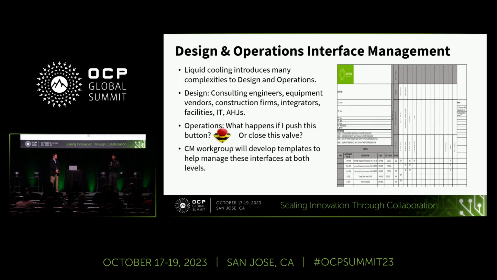And then on the operation side, it's like, what happens if I push this button or close this valve? It's about managing the understanding between the IT and the facilities team so that they know what the impact is of doing maintenance on a particular item. And everyone uses the same document. So that's what we're trying to develop here with this spreadsheet. It's just a simple tool to manage the communication between the teams.